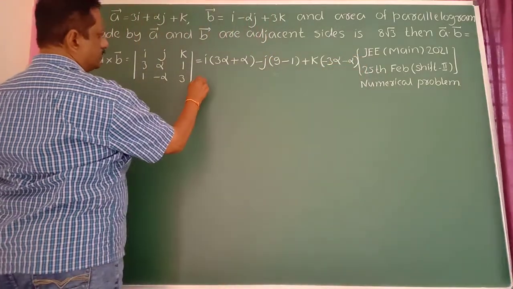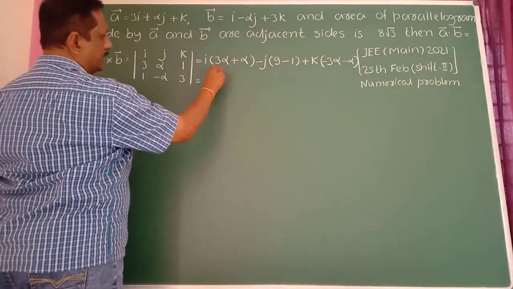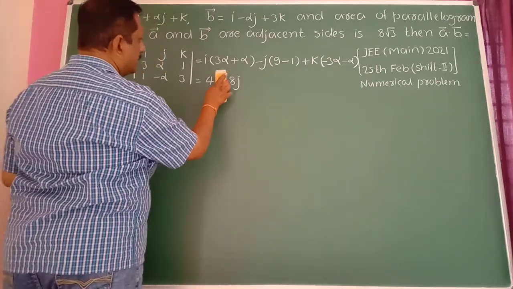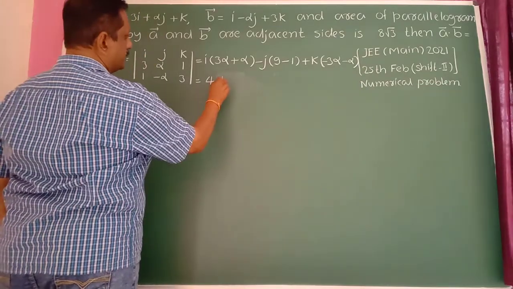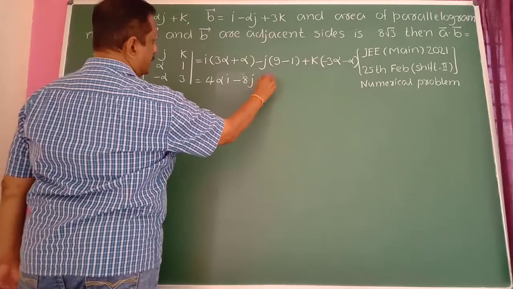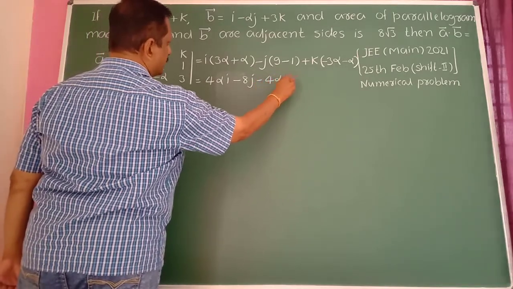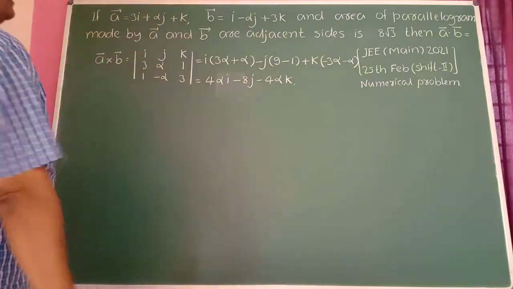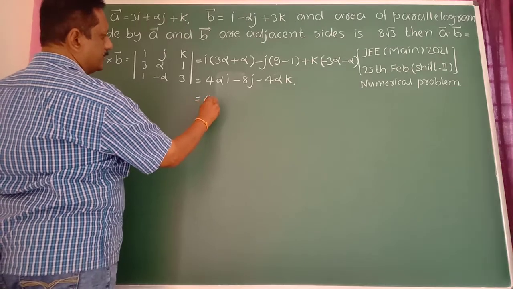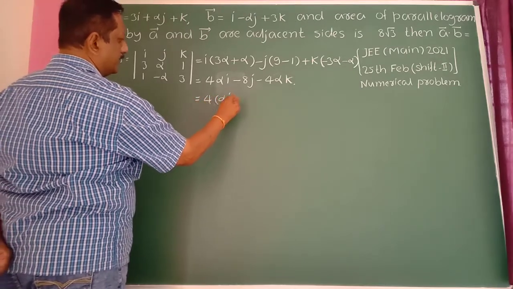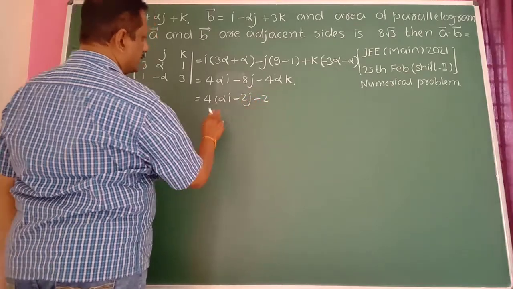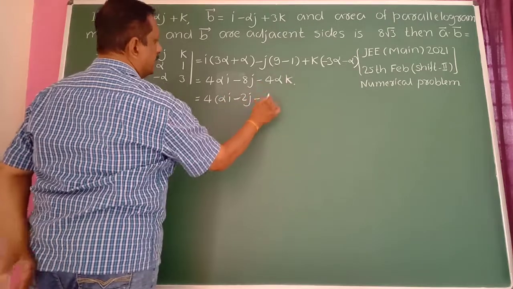Therefore this is equal to 4 alpha i minus 8j minus 4 alpha k. Then here I can take 4 as a common factor. So 4 is common here: alpha i minus 2j minus alpha k.